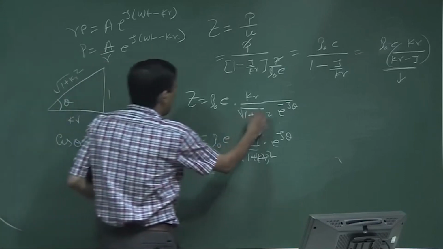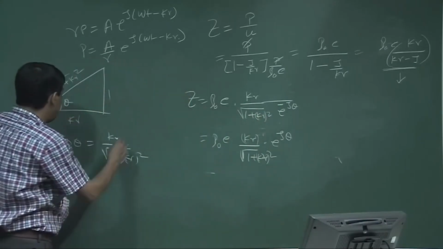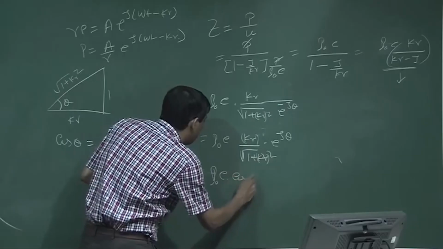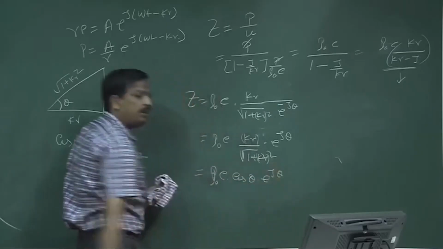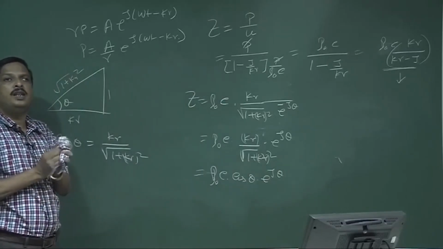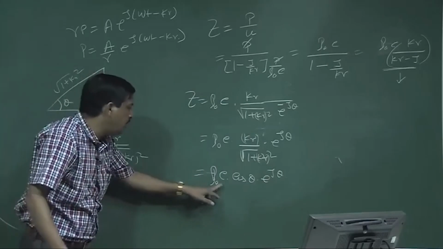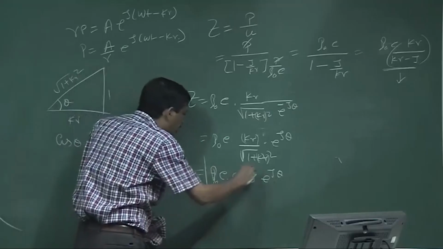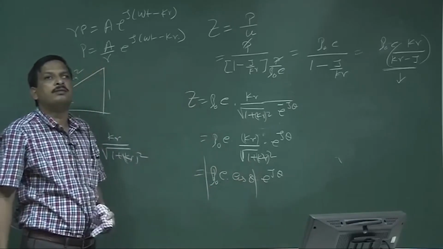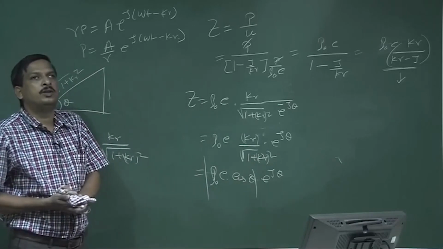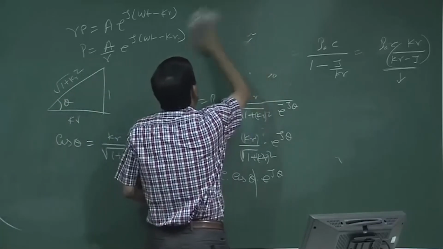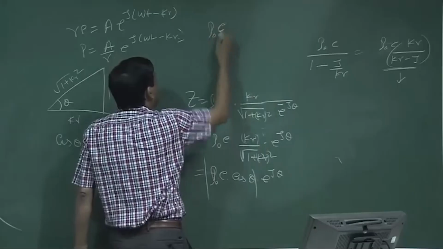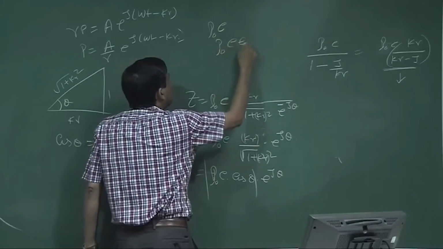Okay, k r square. So in that case, I can write this is nothing but rho 0 c cos theta into e to the power j theta. So if I say the amplitude part of the Z is not rho 0 c. In case of spherical wave propagation, the acoustic impedance is not rho 0 c. Instead of rho 0 c, it is rho 0 c cos theta.